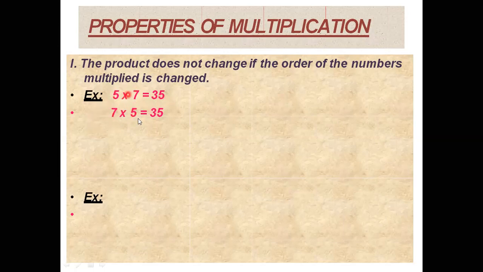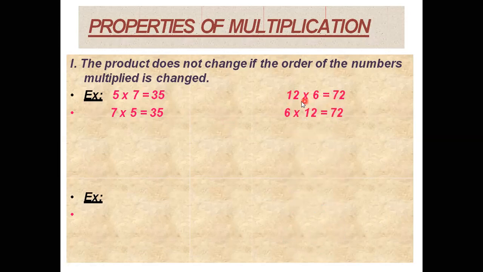Now here the order I will change. Here I have taken 5 into 7. Now I will take 7 into 5. This is the order I will change. So 7 into 5, 7 5s are also 35 only. 5 7s are also 35 only. So what is the first property? If you change the order and multiply also, the product will not change. The product remains the same.